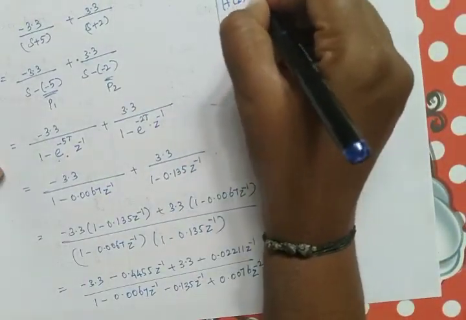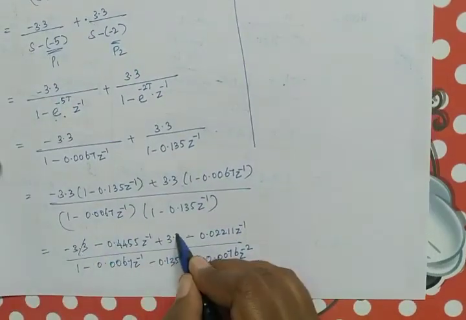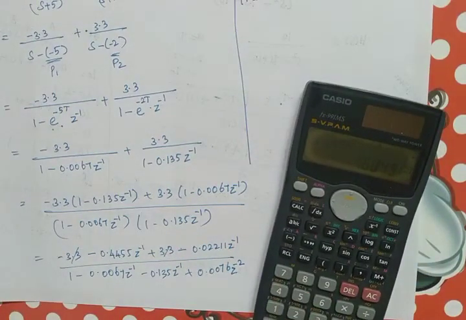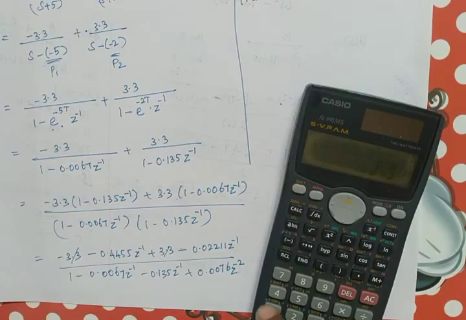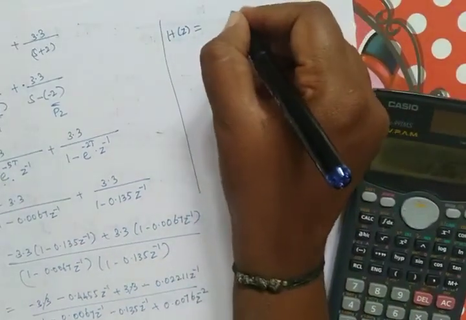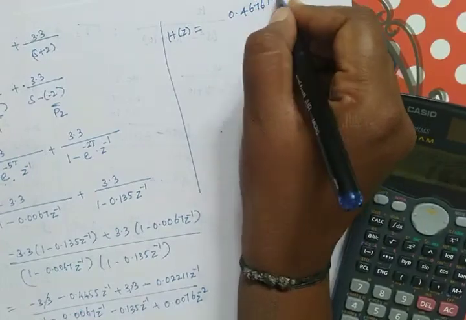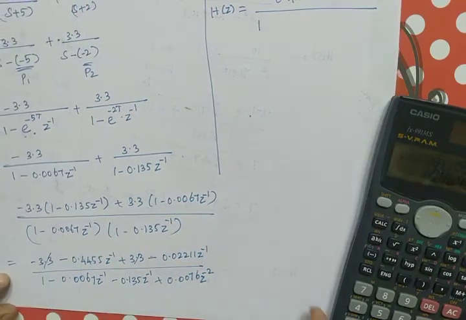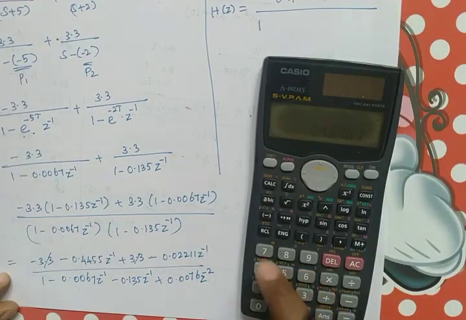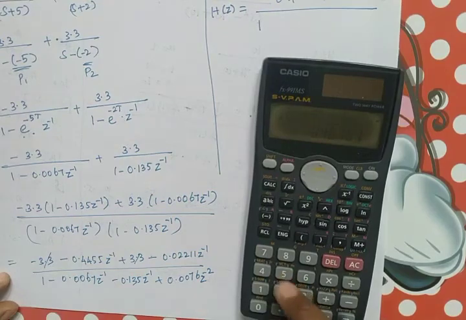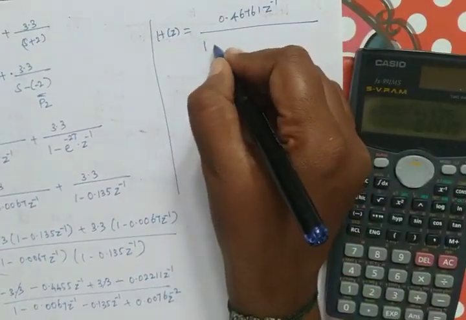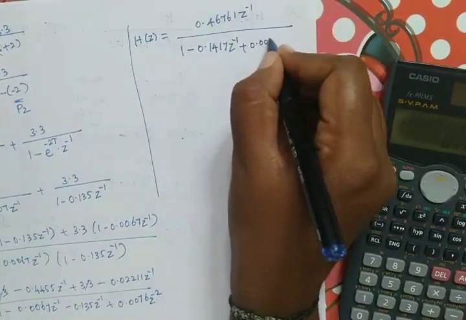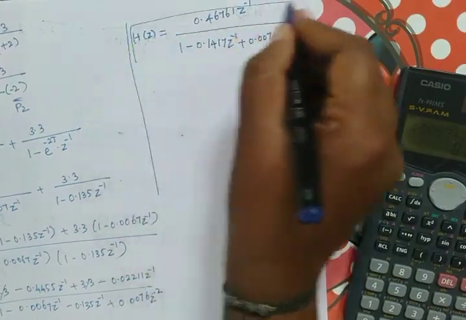And finally what is the answer? H of z will be equal to this minus 3.3, and here we have plus 3.3, and now here it is 0.4455 plus 0.02211 is equal to 0.46761 z power minus 1, the whole divided by, here we have 1, and here it is minus, and here it is minus. So 0.0067 plus 0.135 is equal to 1 minus 0.1417 z inverse plus 0.0076 z power minus 2. This is the final expression.